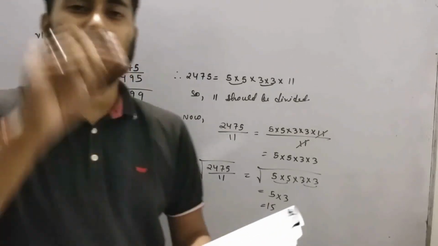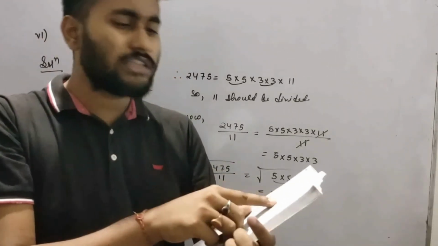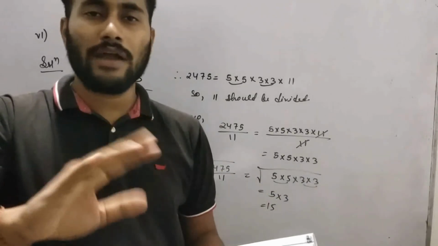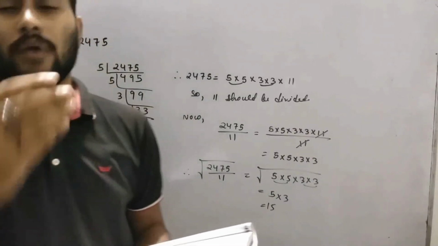In question number 6 it is only said: find the smallest number by which this must be multiplied. Also find the number whose square is the new number.